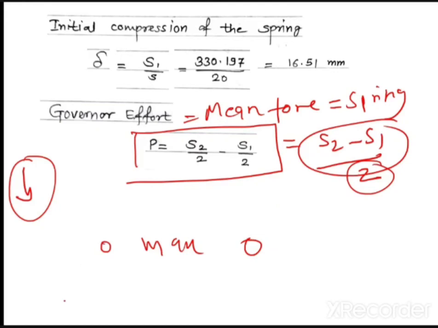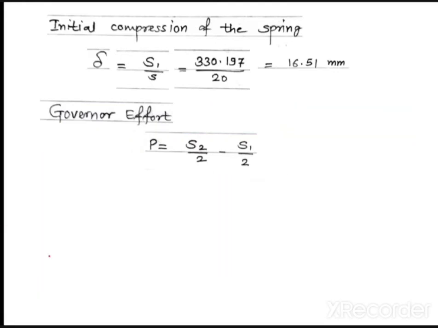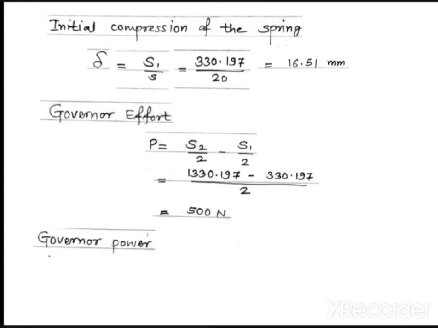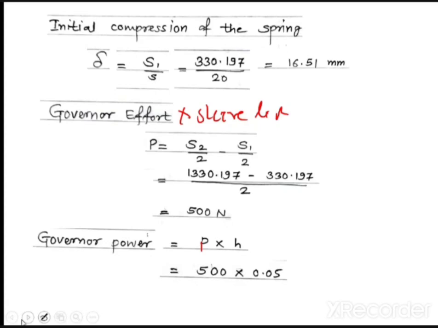S2 minus S1 upon 2, and that is given by 500 Newton. And governor power is very, very simple. It is nothing but the governor effort multiplied by sleeve lift, and that is equal to P into H. So 500 and the sleeve lift, and in this way you can calculate.